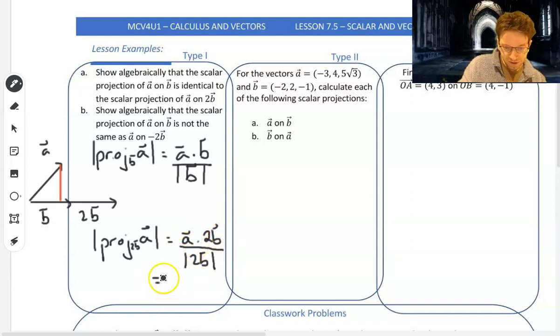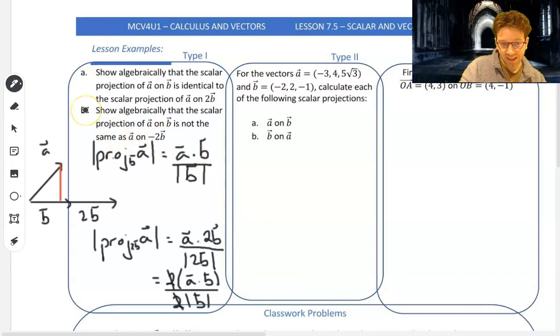And you can see if we use the associative property for our dot product, which was from lesson 7.3, we can pull that 2 out and just write it as 2 times the dot product of A and B. And we can do the same thing with our magnitude. That is just twice the magnitude of B. So our 2's cancel, and we get the same thing as above. So the projection of A on B is the same as the projection of A on 2B.